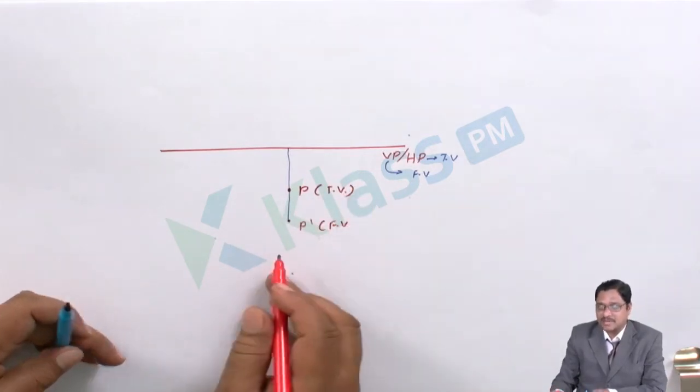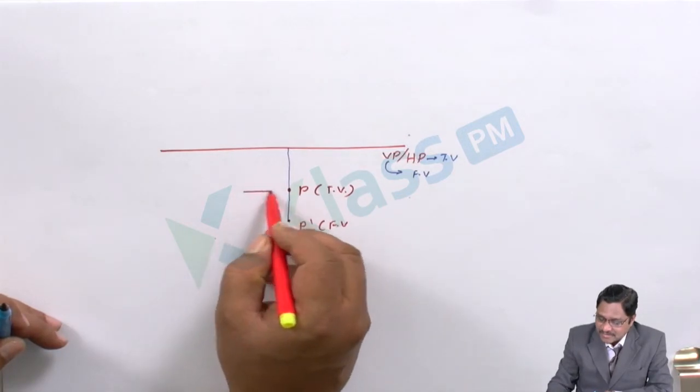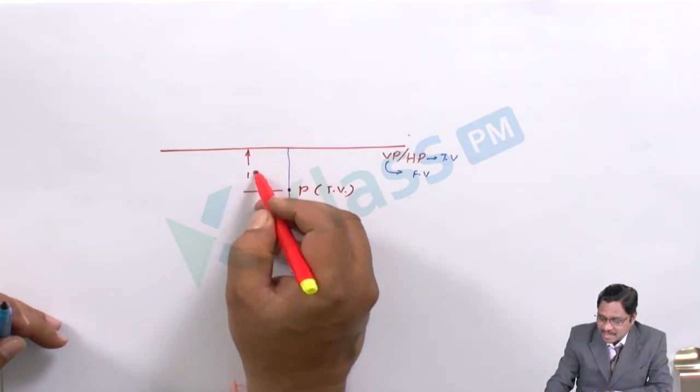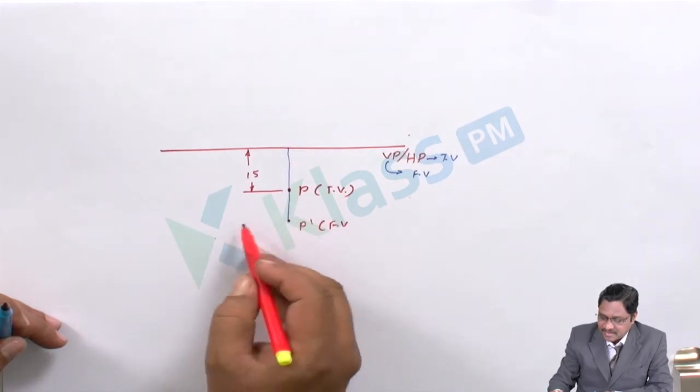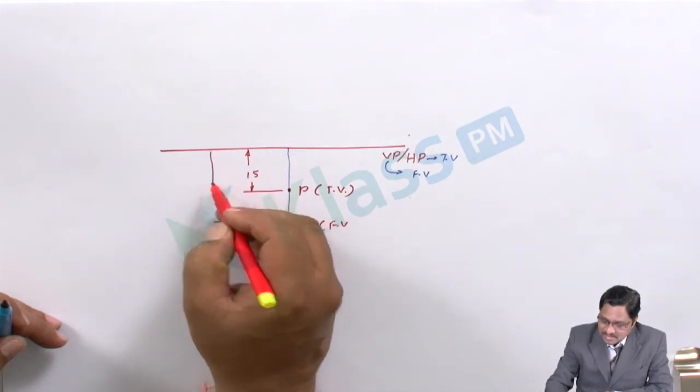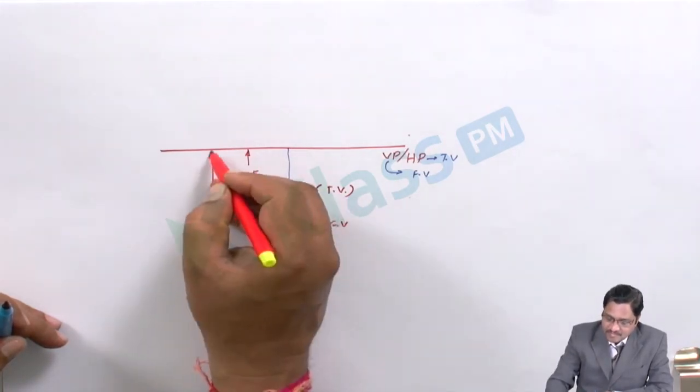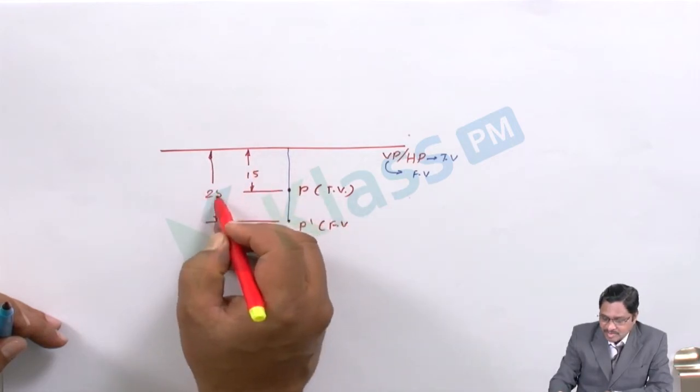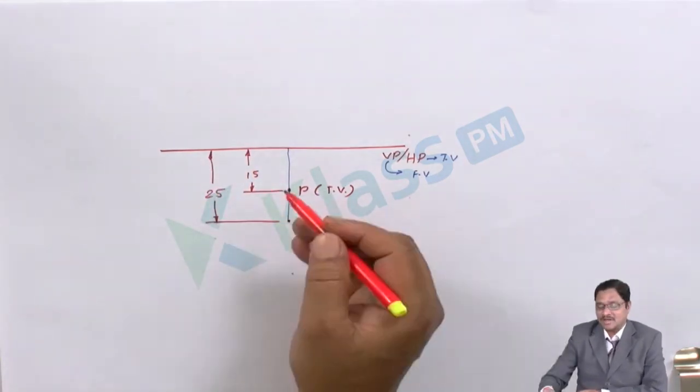Now after that, show the dimensions to complete the solution. Here, 15 mm in front, I mark here. After that, 25 mm below, you can mark here. So now we are able to complete the last position.